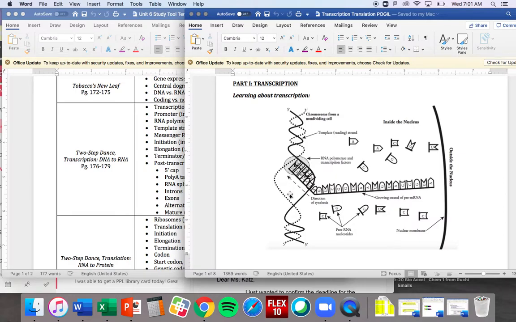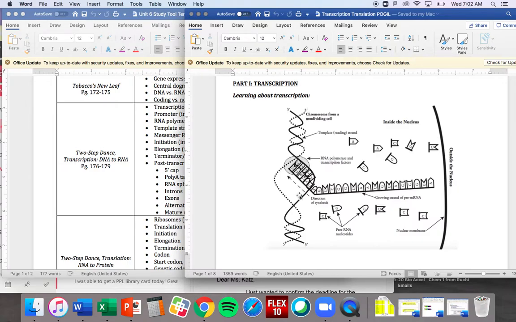So it starts by splitting apart the double helix of DNA. And then it bonds to the promoter region at the start of a gene. This signals to the RNA polymerase, here's the beginning of a gene, here's where you start transcribing. As it moves along the DNA template strand, which is always in the direction of 3 to 5, so the RNA polymerase is moving from 3 to 5, adding complementary RNA nucleotides.